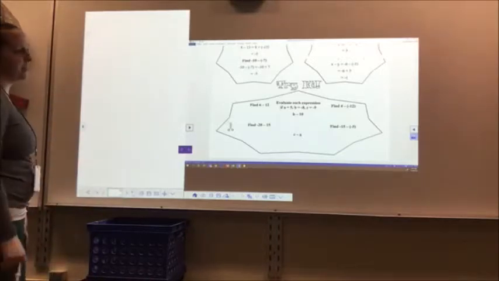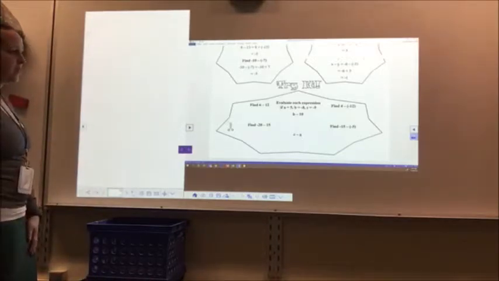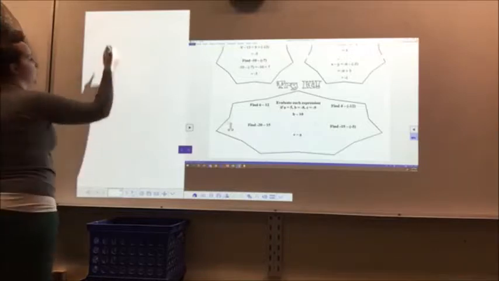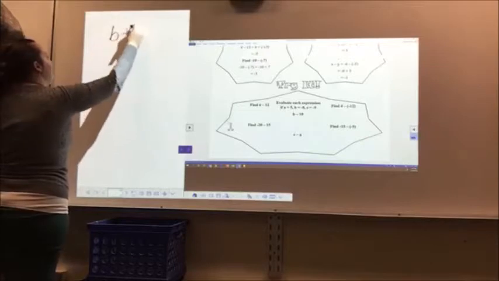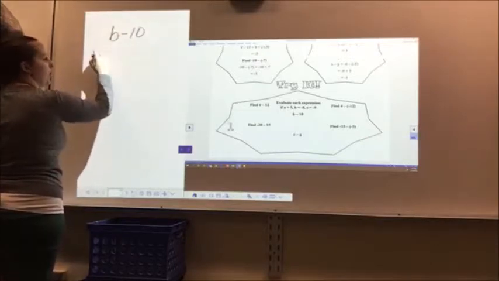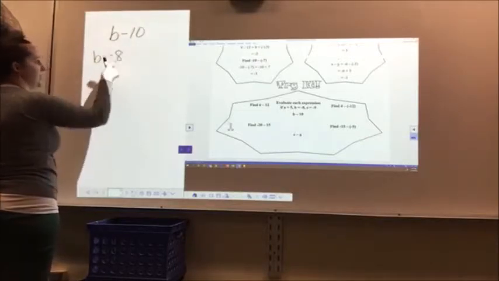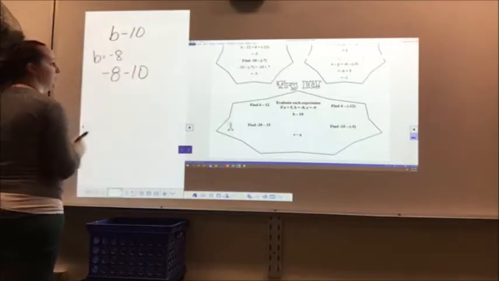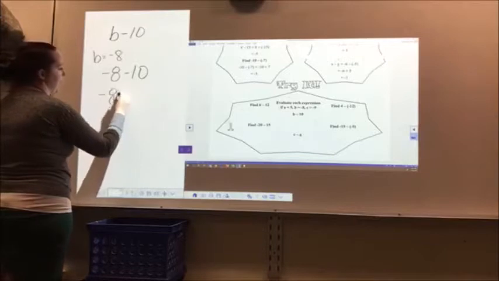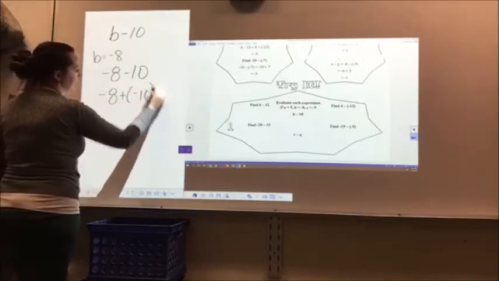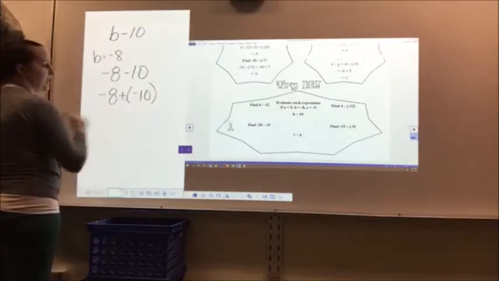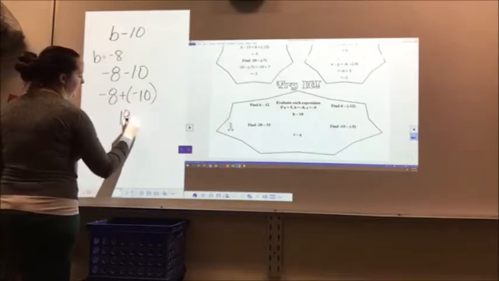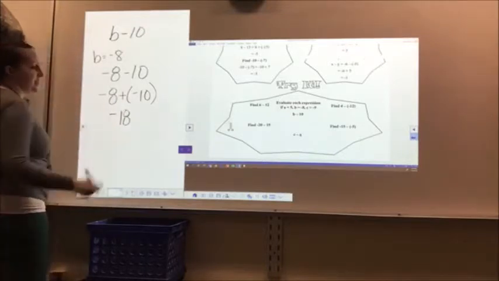Then the ones in the middle: evaluate each expression if A equals 5, B equals negative 8, C equals negative 9. The first one I have is B minus 10. I know B equals negative 8, so I substitute that in. I have negative 8 minus 10, which I can rewrite as negative 8 plus a negative 10. Same sign, so I add them. 8 plus 10 is 18. Both are negative, so it's negative 18.